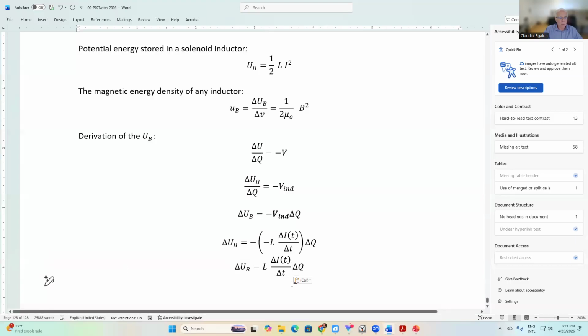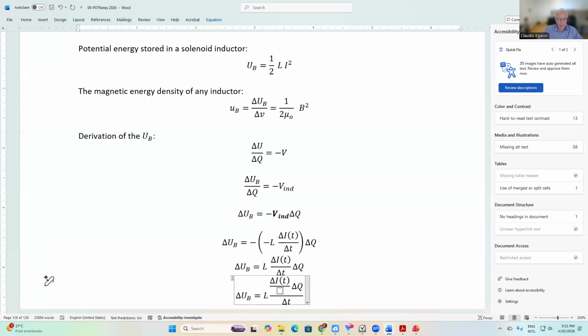But now what we do, we jog this delta T that you see right in here. We put it below delta Q. Like that.